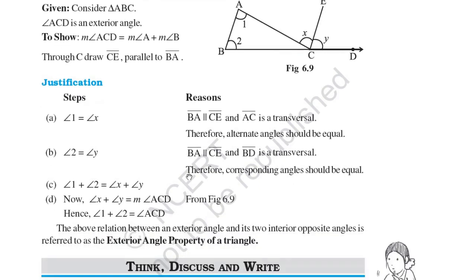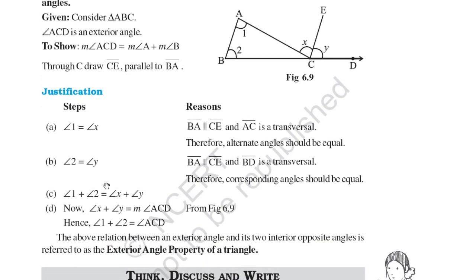The justification is given here. Angle 1 is equal to angle X. This angle and this angle are equal because BA and CE are parallel to each other, and AC is a transversal, so the alternate angles should be equal. Angle 2 is equal to angle Y. You can see this angle and this angle are equal. Why? Because BA is parallel to CE and BD is a transversal. Therefore, corresponding angles should be equal.